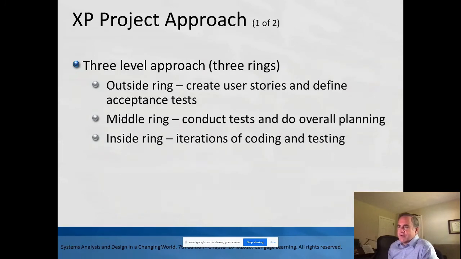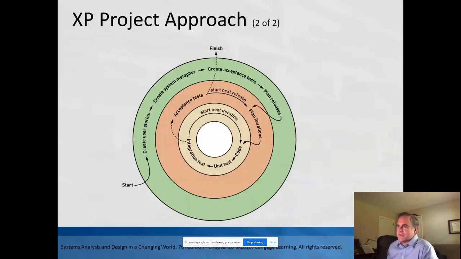You have this 3-level approach with outside, middle, and inside rings. On the outside ring, you have these user stories and acceptance tests. In the middle ring, you're conducting tests and doing overall planning. And then the inside ring, this is the actual coding itself. This is where you're going to have your iterations of putting out bits of code and moving through that and pushing that out to the middle ring with the tests. And then that pushes out to the outside ring with the user stories and acceptance tests.